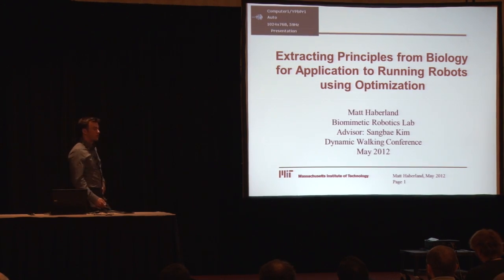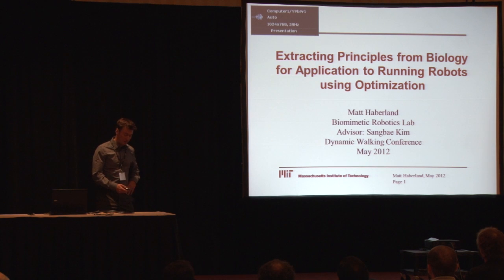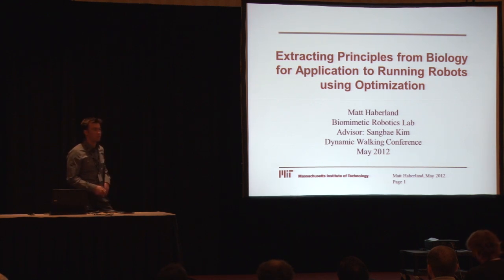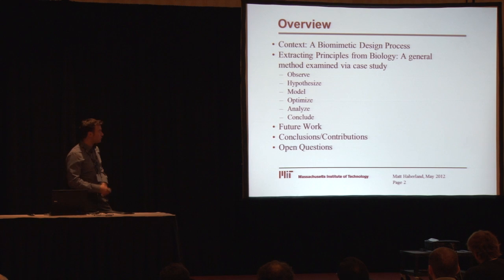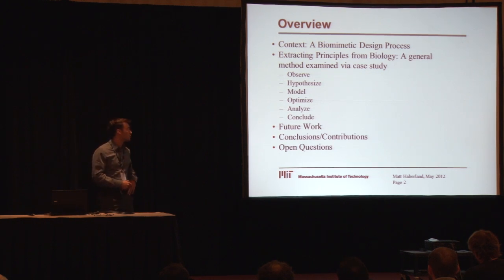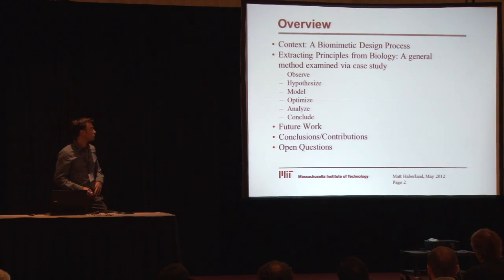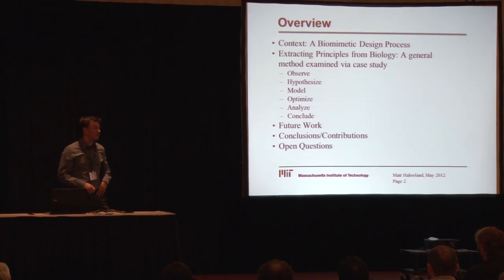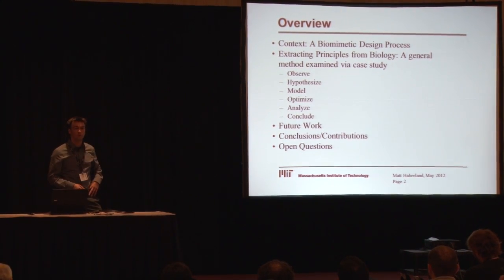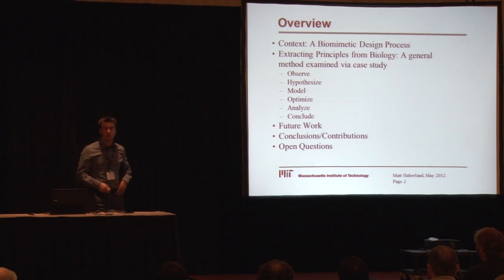I'll be talking about extracting principles from biology for application to robots, running robots using optimization. So we'll start with the context, how it fits into the biomimetic design process. Talk about how we extract principles. It's a general method, and examine it using a case study. I'll talk about future work using the method, conclusions and contributions of the method, and open questions about the method.